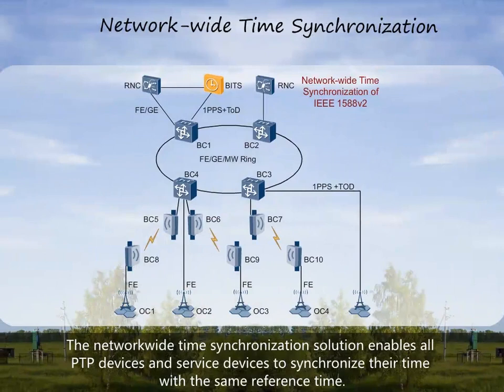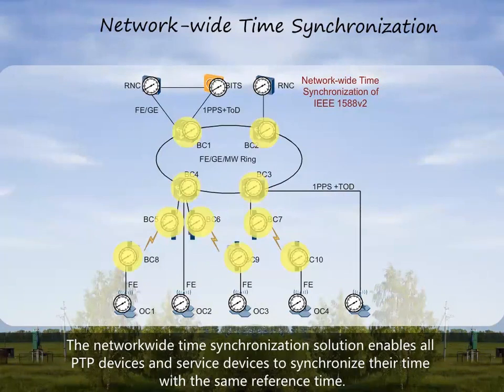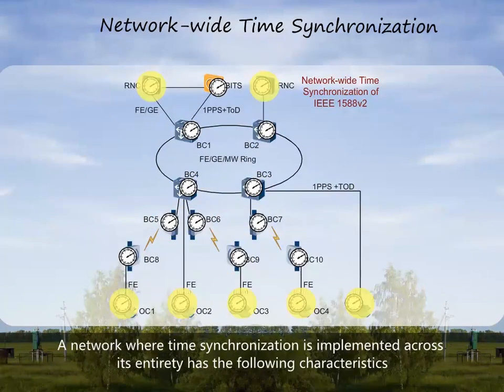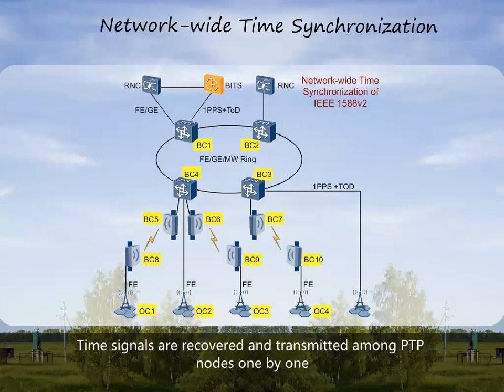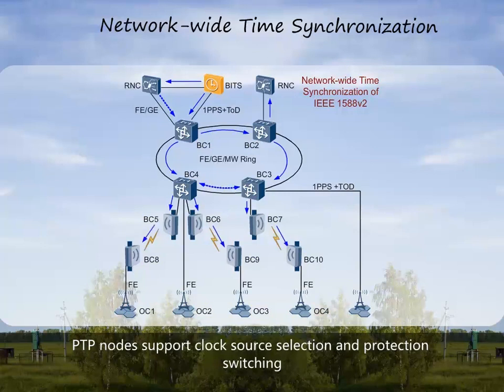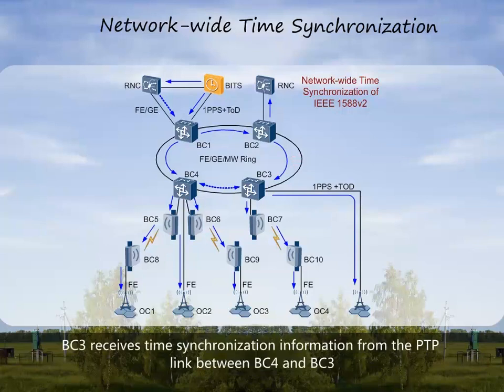The network-wide time synchronization solution enables all PTP devices and service devices to synchronize their time with the same reference time. A network where time synchronization is implemented across its entirety has the following characteristics. PTP devices are OC nodes or BC nodes. Time signals are recovered and transmitted among PTP nodes one by one. PTP nodes support clock source selection and protection switching. For example, if the PTP link between BC2 and BC3 fails, BC3 receives time synchronization information from the PTP link between BC4 and BC3.